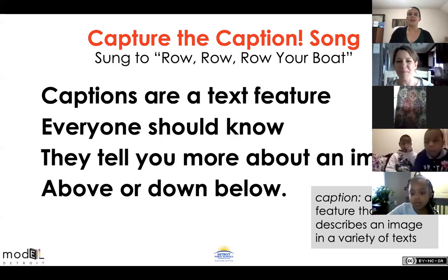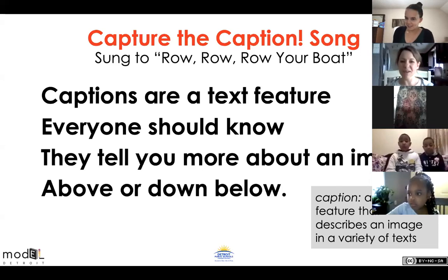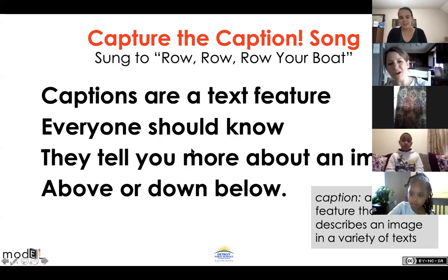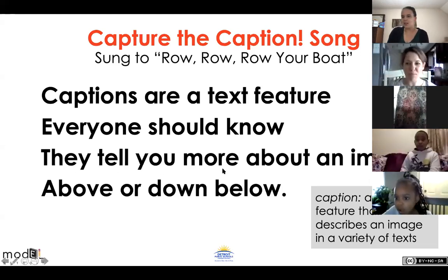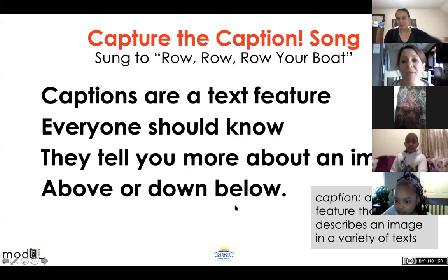1, 2, 3. Captions are a text feature everyone should know. They tell you more about an image above or down below.